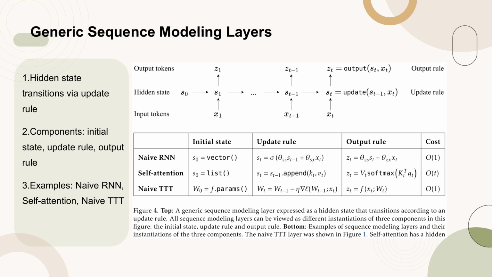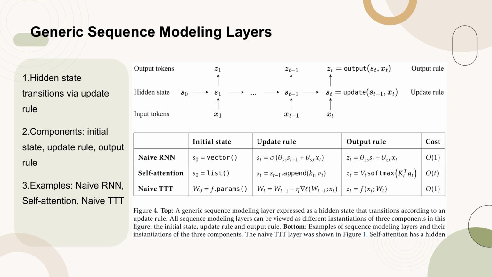Figure 4 illustrates the concept of a generic sequence modeling layer, showing how the hidden state transitions according to an update rule. It highlights that all sequence modeling layers can be seen as different implementations of three core components: the initial state, update rule, and output rule.